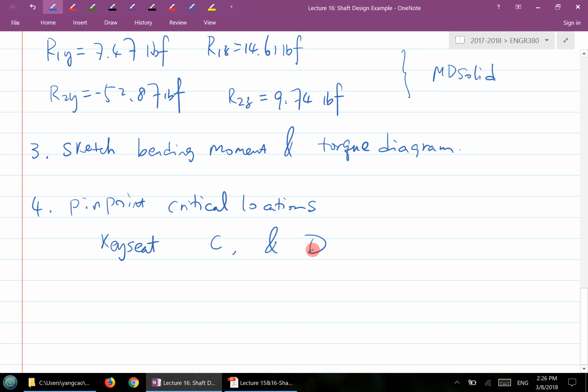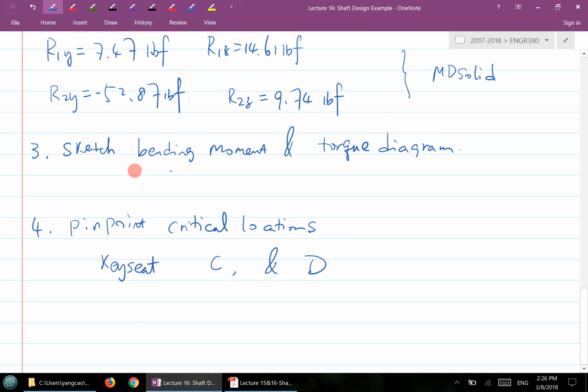Okay, so maybe I should add one little bit of data here just before we move on. Sketch the bending moment and torque diagram, and I should have another thing here. Basically, you could either calculate or sketch the combined bending moment, because we're talking about two-plane bending, right? So you need to combine the bending moment in the two planes into one single value here.